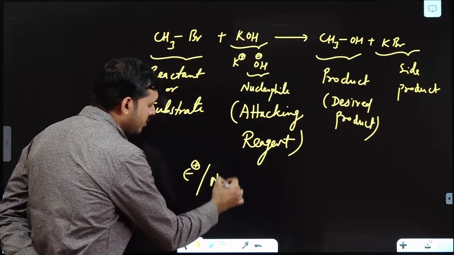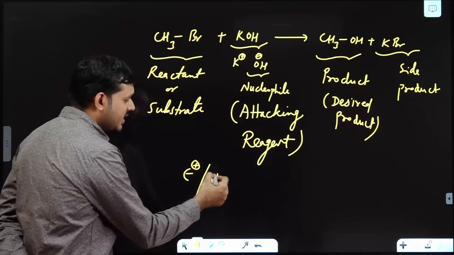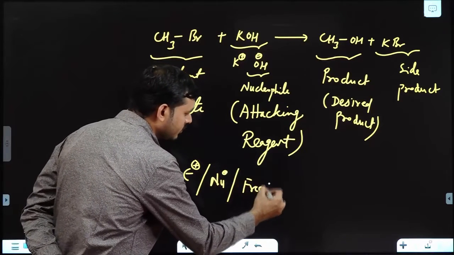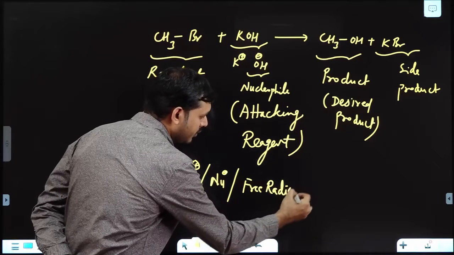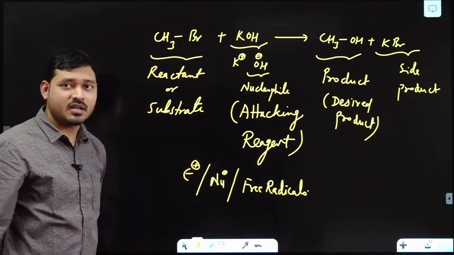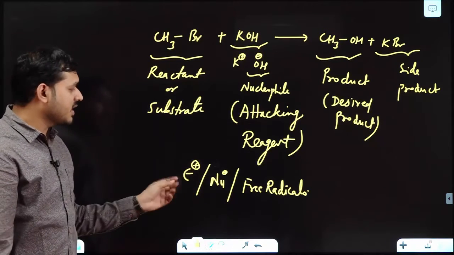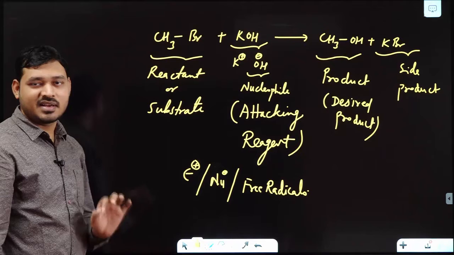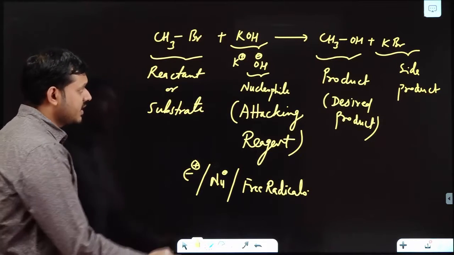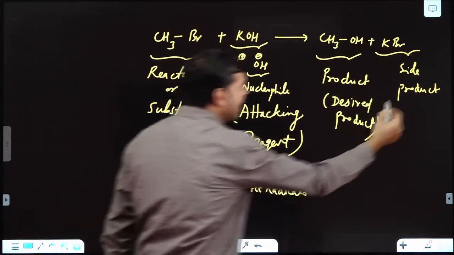It may be due to a nucleophile, which is generally represented as Nu or Nu minus. It may be due to free radicals. Okay, clear? So the reaction may be catalyzed due to various reagents. Clear? Now let us see about various reagents, and this is our side product.